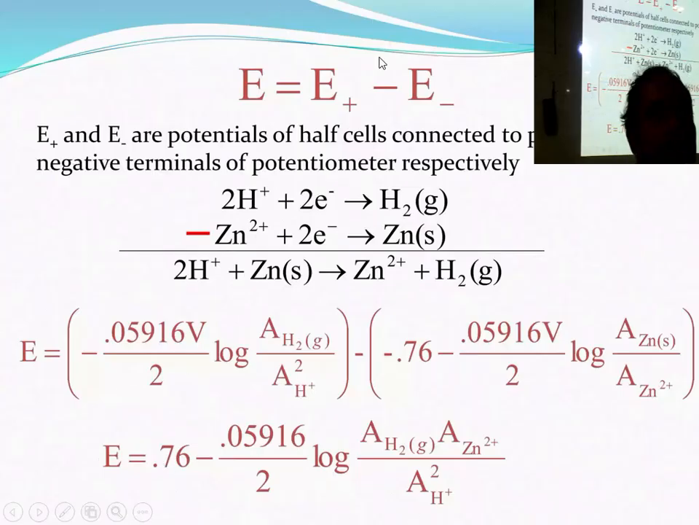This is an example, just for clarification, of how the EMF is calculated. This is the way EMF is calculated. You have a cell reaction, two half cell reactions, you are getting the total cell reaction, and after that you put the values and you get that relationship.